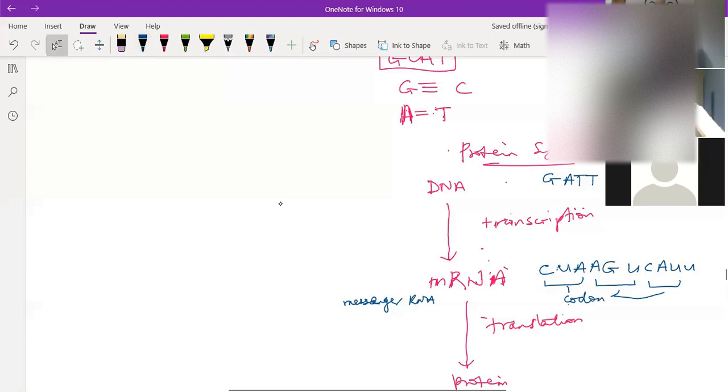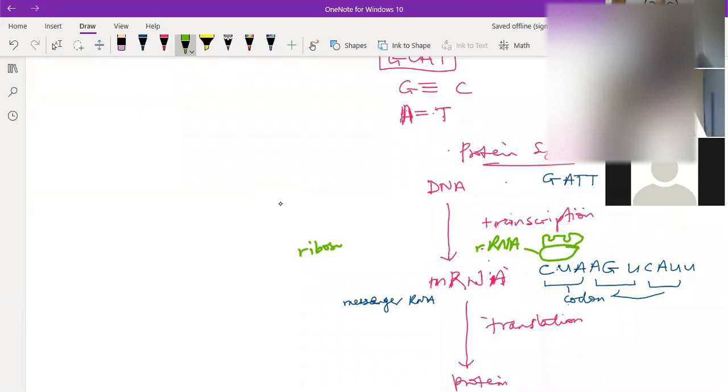So what happens here is that now you're going to have the other RNA coming in called the rRNA. So rRNA is going to do the reading. It usually has pockets in it, like that, and has two subunits. So this is your rRNA. rRNA means ribosomal RNA. So the rRNA does the reading, reads the code.